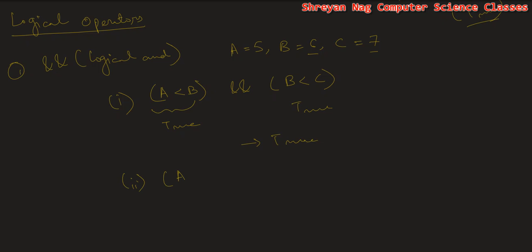Suppose A greater than B and B less than C. You can see in the first case that A is not greater than B because A holds a value of 5 and B holds a value of 6. So the first one becomes false. And in the second part, you can see that B less than C, so B holds a value of 6 and C holds a value of 7. So 6 is less than 7, it is true. What I said is that if both the conditions are true, then only the output will be true. So the final output is false.